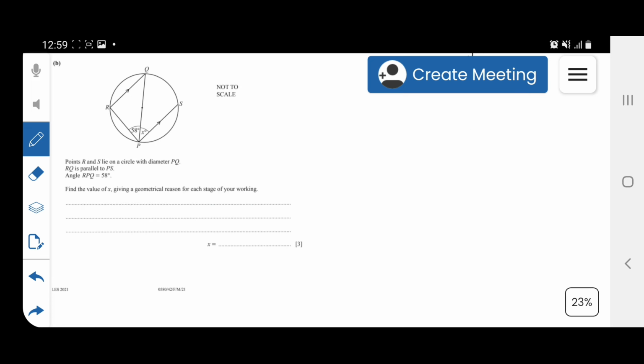This is question number 3B, which is related to theorems of circles. Here we are going to use the theorems related to circles, which are mentioned in the book, chapter number 4. They are saying that points R and S lie on a circle with diameter PQ. This is a very important thing they have mentioned: the line PQ is the diameter. It means it passes through the center, and you can see they have made a dot here, which shows the center O. Now they have given us this angle, 58 degrees, and we have to find X.